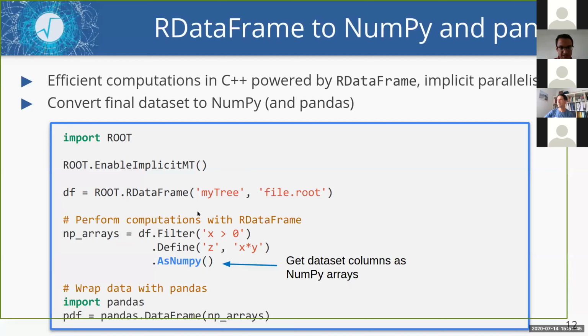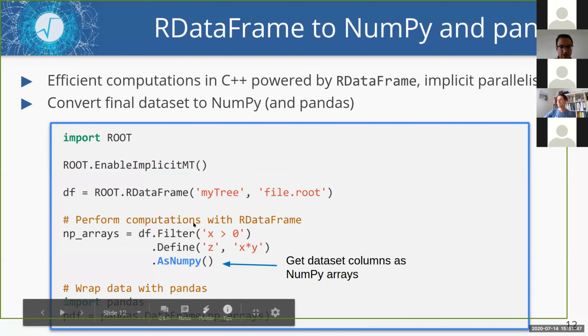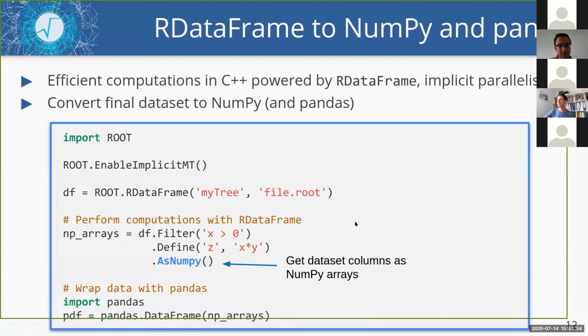Once you have processed your initial data set and transformed it, you can run AsNumpy, which allows you to get the columns of your data set as NumPy arrays. What you get back, this np_arrays, is a dictionary that contains these columns as NumPy arrays. And then, if you want, you can also go to pandas. You can pass the result of AsNumpy to create a pandas data frame and then work with pandas. We're going to see a more elaborated example of this in the demo.